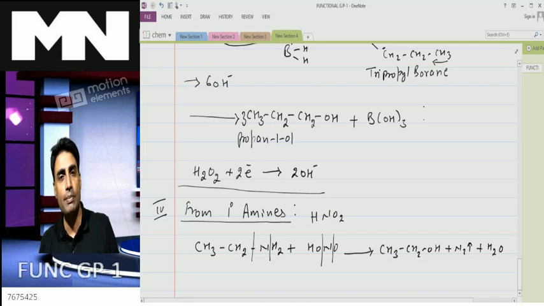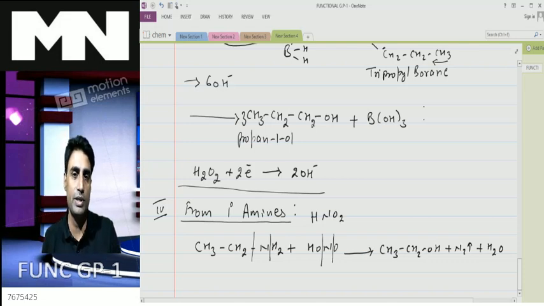Again a recap: alcohols can be prepared from alkyl halide by reaction with aqueous KOH. They can be prepared from aldehyde and ketone by their reduction or by reaction with Grignard's reagent. By reduction, we get only 1 degree and 2 degree alcohols, and by reaction with Grignard's reagent, we get primary, secondary, and tertiary alcohols. Formaldehyde will give us primary, any other aldehyde will give us secondary, and ketones will give us tertiary. After that, we did preparation from alkenes, that is hydration and hydroboration oxidation.